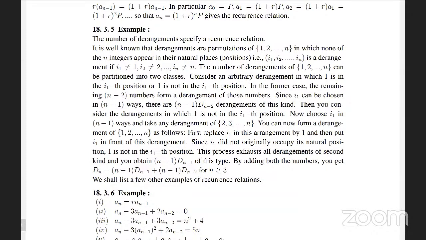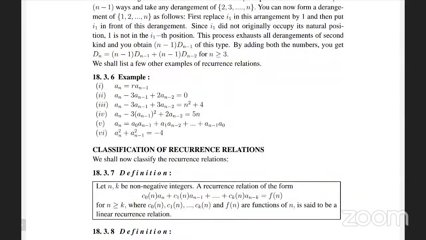Here I can take many recurrence relation examples. These are all recurrence relations: an equal to r into an minus 1 is one recurrence relation. Another is an minus 3 an minus 2 plus 2 times an minus 2 equal to 0. As a third-term case, an minus 3 an minus 1 plus 3 an minus 2 equal to n square plus 4. And an equal to an minus 3 times an minus 1 whole square plus 2 times an minus 2 equal to 5an. An equal to a0 into an minus 1 plus a1 into an minus 2 plus an minus 1 into a0. An square plus an minus 1 whole square equal to minus 4.